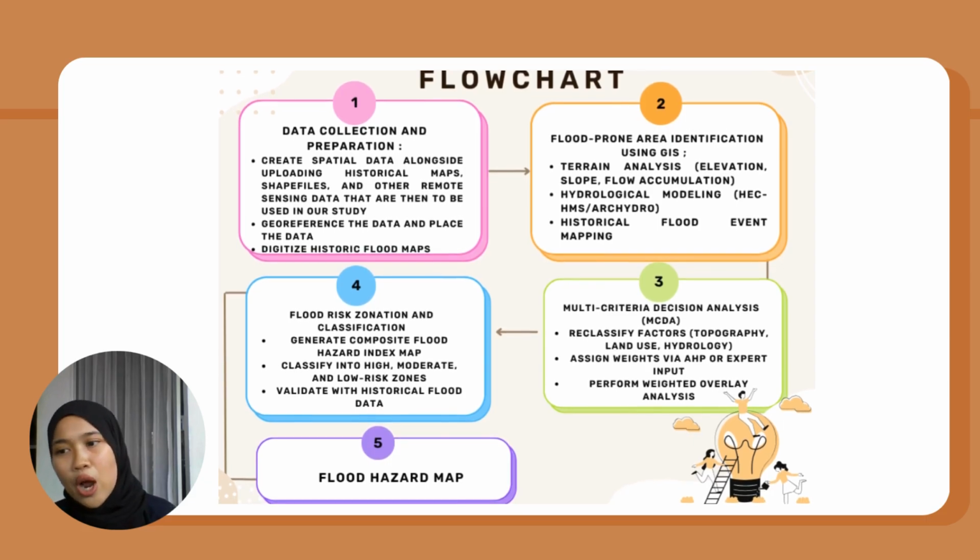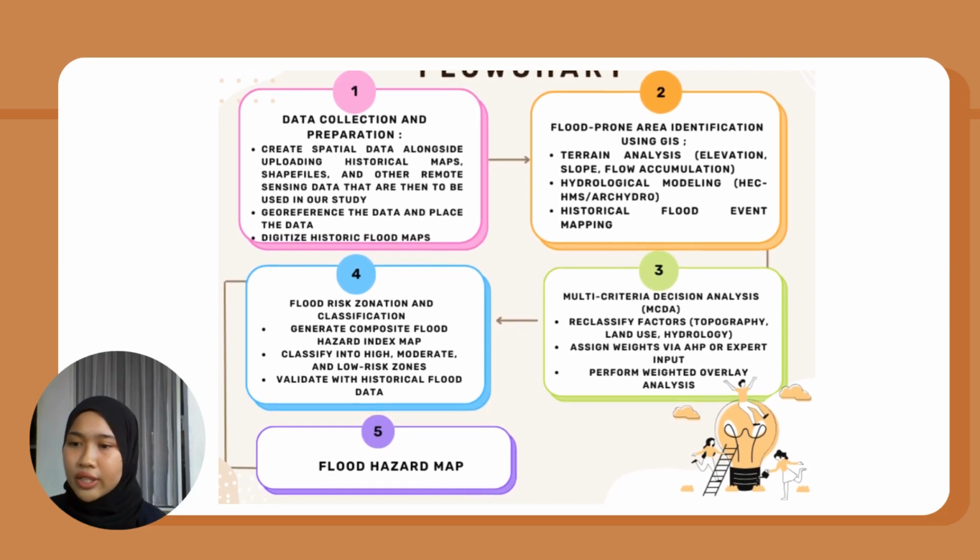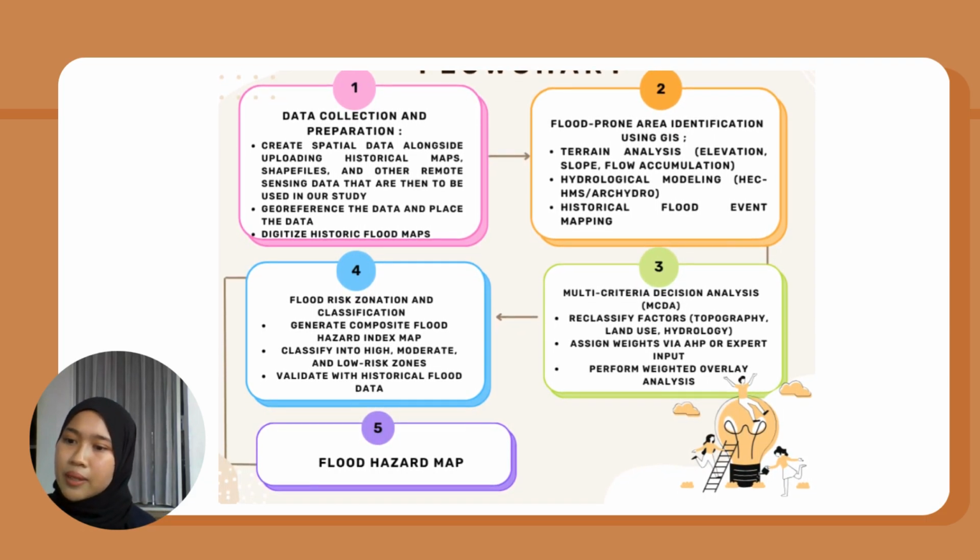Now I would like to explain the flowchart shown here. This flowchart represents the step-by-step process used in conducting the flood hazard assessment of Tanah Merah. Firstly, data collection and preparation. Create spatial data alongside uploading historical map, shapefile, and other remote sensing data that are then to be used in our study. Then, georeference this data and place the data. Next, digitize historical flood map.